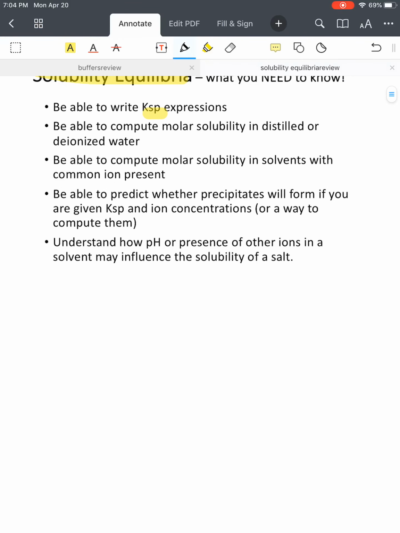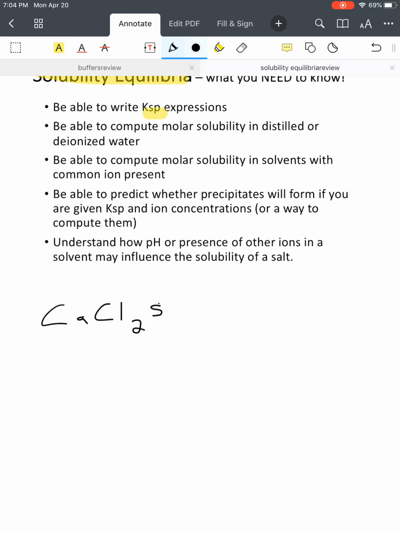Now, you may remember for any slightly soluble or sparingly soluble solid, the KSP expression or ion product expression is nothing more than the equilibrium constant for the dissolution of that material. Will form aqueous ions on the right always. They are the ions which make up the salt, which is placed on the left. This is always a solid. So for calcium chloride, the equilibrium would be that.